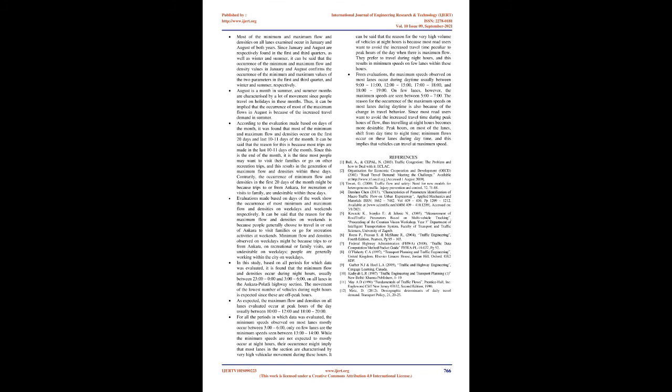According to the evaluation made based on days of the month, it was found that most of the minimum and maximum flow and densities occur on the first 20 days and last 10 to 11 days of the month, respectively. It can be said that the reason for this is because most trips are made in the last 10 to 11 days of the month. Since this is the end of the month, it is the time most people may want to visit their families or go on other recreation trips, and this results in the generation of maximum flow and densities within these days. Contrarily, the occurrence of minimum flow and densities in the first 20 days of the month might be because trips to or from Ankara, for recreation or visits to family, are undesirable within these days.